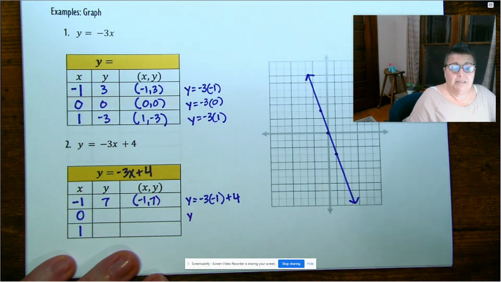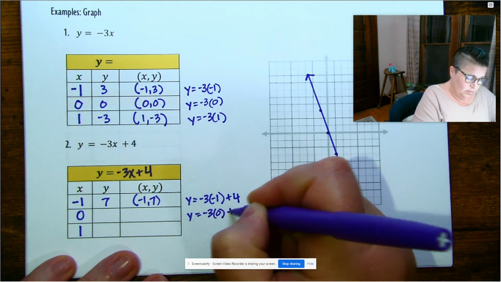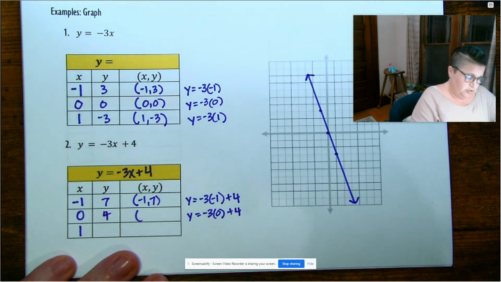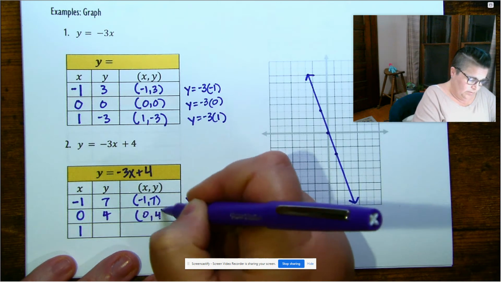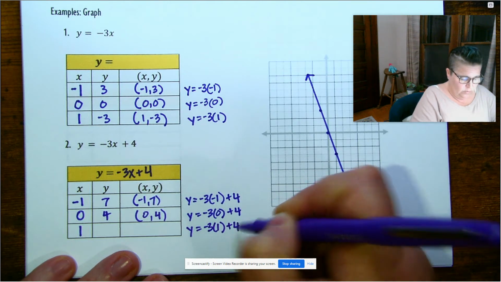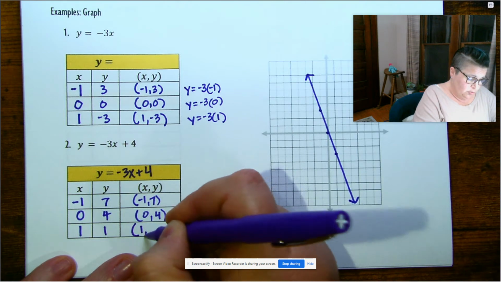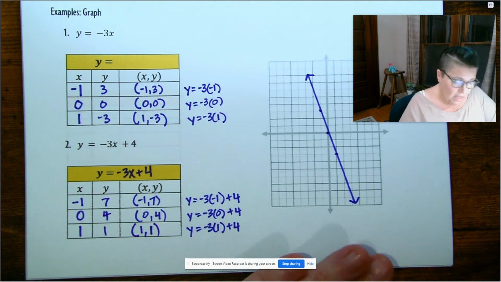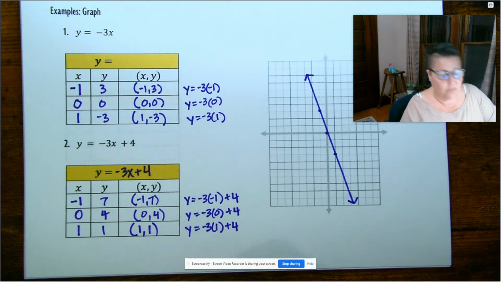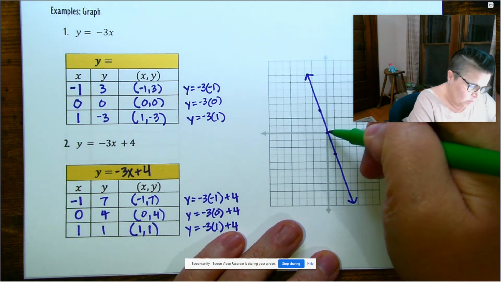For the second point, I will let x equal 0. Then y is a negative 3 times 0 plus 4. 0 plus 4 is 4. And I have a point to plot at 0, 4. Lastly, I have y as a negative 3 times 1 plus 4. That's negative 3 plus 4 is 1. And I have a point to plot at 1, 1. When I plot these, I'm going to plot them on the same graph this time because I'm a little short on room. So I'm going to use a different color. I'll use the green. And I have a negative 1, 7.